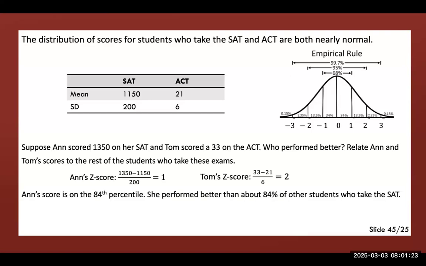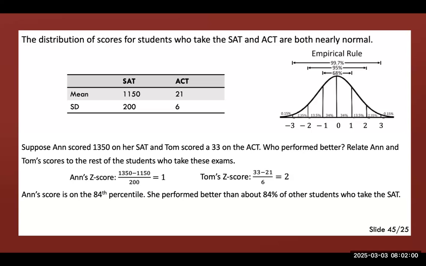Now, if we look at the empirical rule, the standard normal distribution where mu is equal to 0 at the top here, we have this graph. Anne is at 1. And notice that below 1, well, where 0 is, that's 50%. And if we add 34, that's 84%. So 84% of people did worse than Anne, while 16% of people did better than Anne. So Anne is on the 84th percentile. She performed better than 84% of the people taking the SAT.